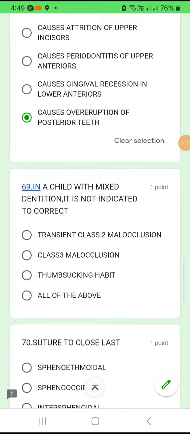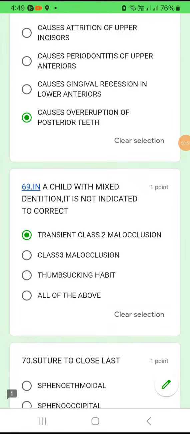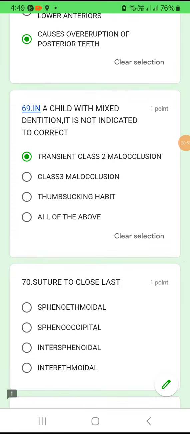Okay, question number 69. In a child with mixed dentition, it is not indicated to correct transient class 2 malocclusion, class 3 malocclusion, thumb sucking habit, or all of the above. A patient is in the mixed dentition period. So, transient class 2 malocclusion needn't be corrected at the time of mixed dentition. So, option A is the answer. But you can correct class 3, you can correct thumb sucking.